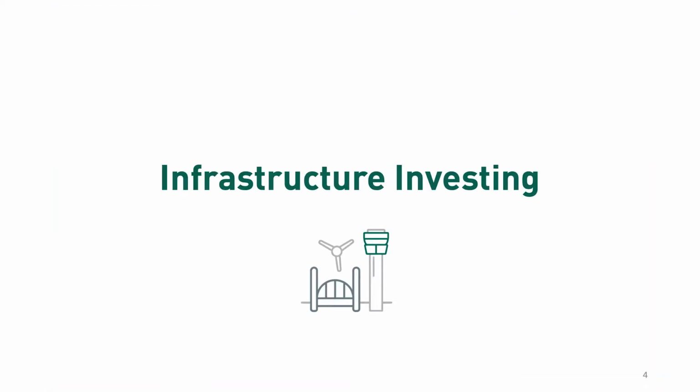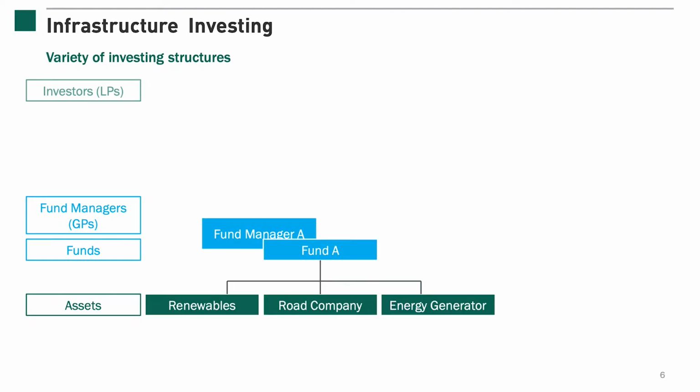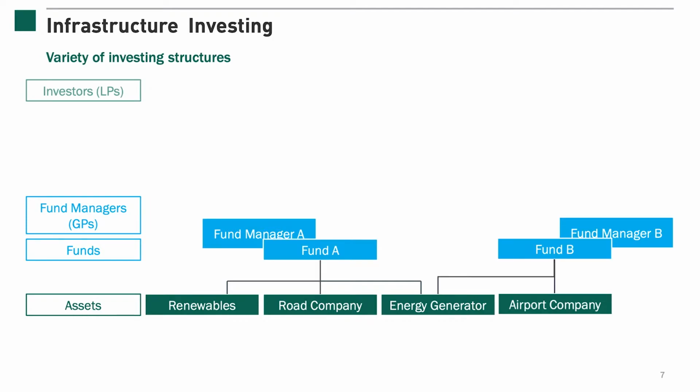Let's consider how investors invest in infrastructure. There are a variety of ways in which fund managers and investors can invest in infrastructure. There are fund managers that operate infrastructure funds, which invest in infrastructure assets, for example, Fund Manager A and Fund Manager B. There are also investors that invest in these infrastructure funds.